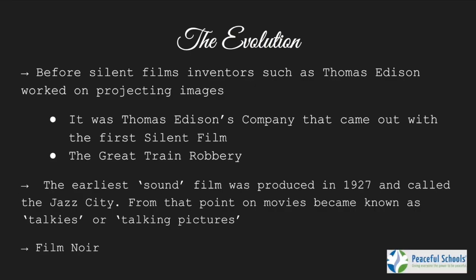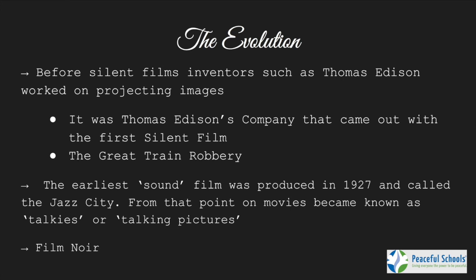By the late 1920s and into the 1930s, film technology advanced to produce sound in films. The earliest sound film was produced in 1927 and was called The Jazz Singer. From that point on, movies became known as talkies, or talking picture shows.